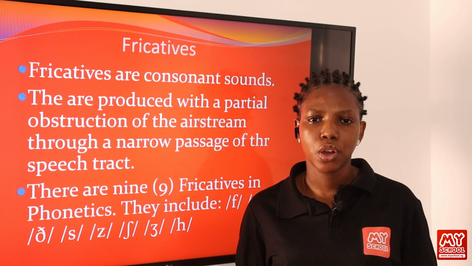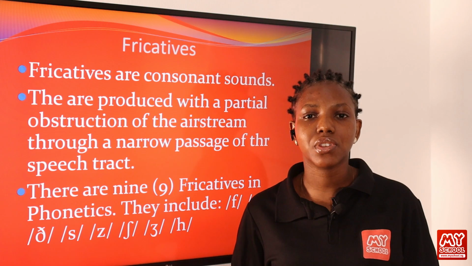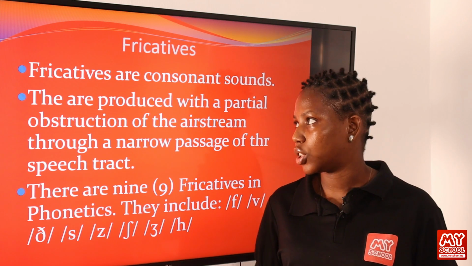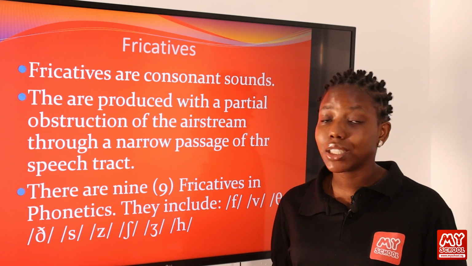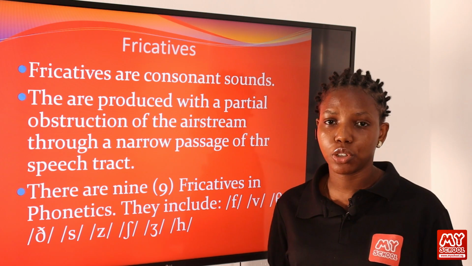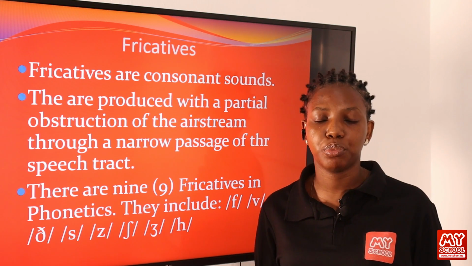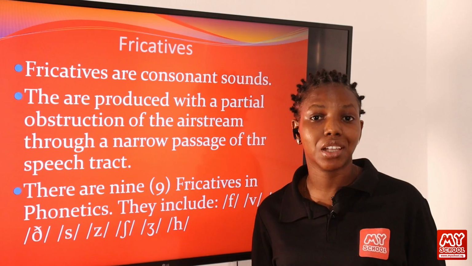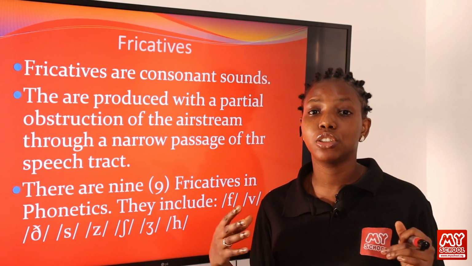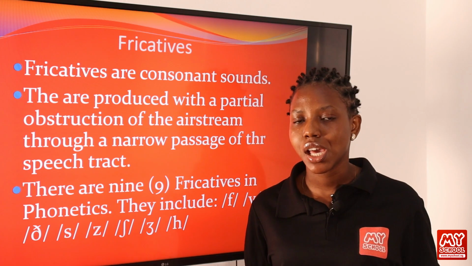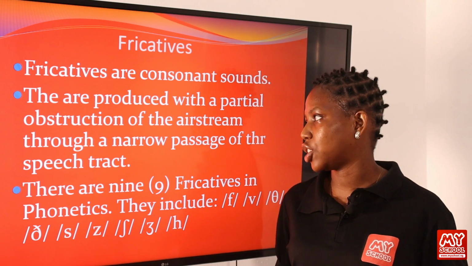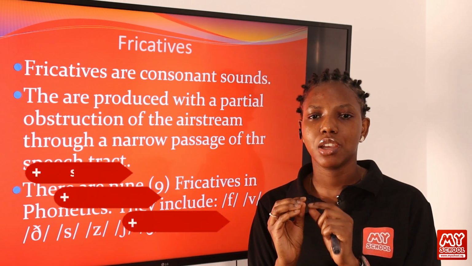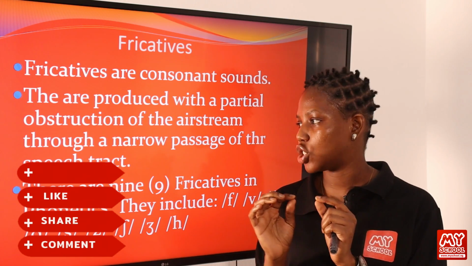Today we need to understand what fricatives are. Fricatives are consonant sounds also. They are under the manner of articulation. How are they produced? They are produced with a partial obstruction. Do not forget I said consonant sounds can be produced with either a partial or total obstruction. When we looked at plosives, we observed that plosive sounds are produced with a total or complete obstruction, but in fricatives it's a partial obstruction of the air stream through a narrow passage. Because there is a narrow passage, it makes it partial. It's a narrow passage of the speech tract.